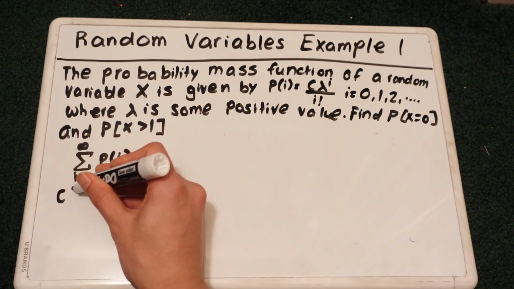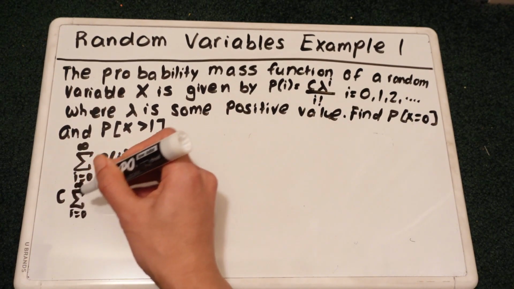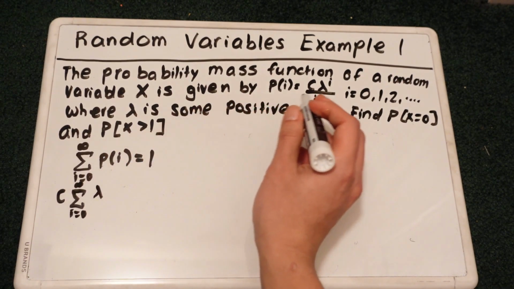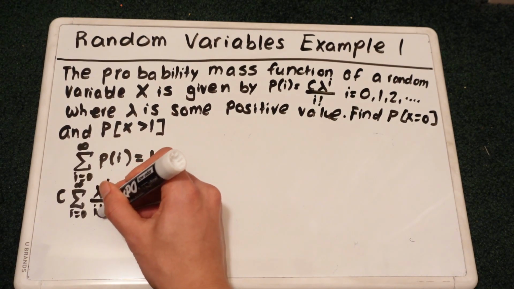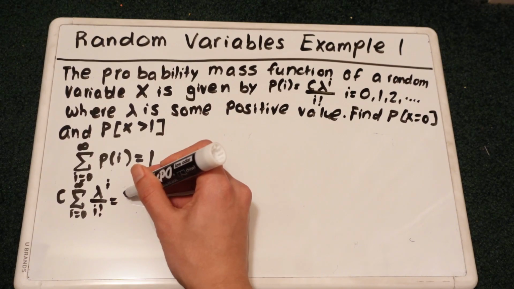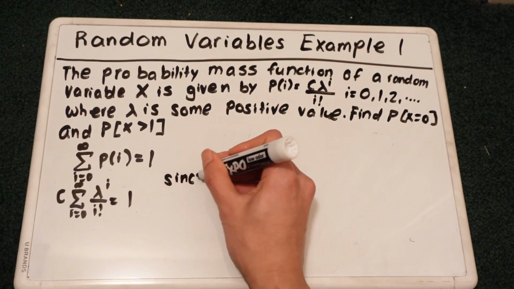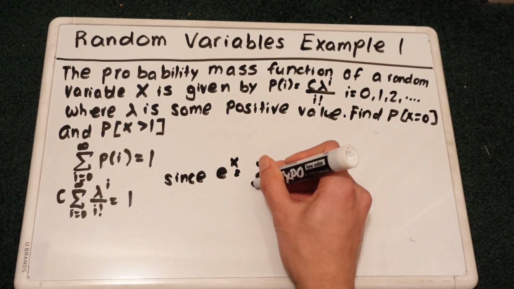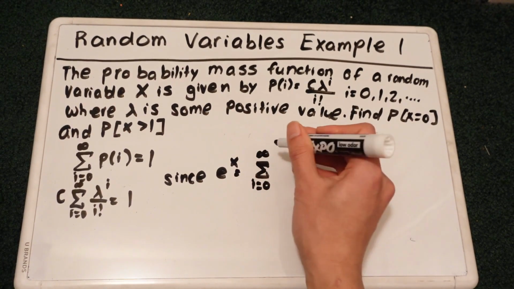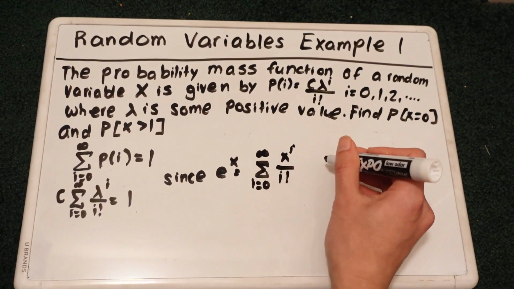Let me just take out a c here. Rewrite this again. I'm just now plugging in wherever the probability mass function is: c λ^i over i! is equal to 1. Since e to the x is equal to the sum from i equals 0 to infinity of x to the i over i factorial.